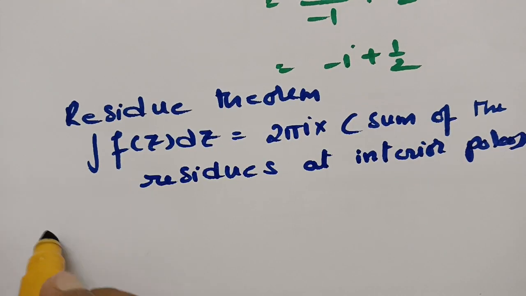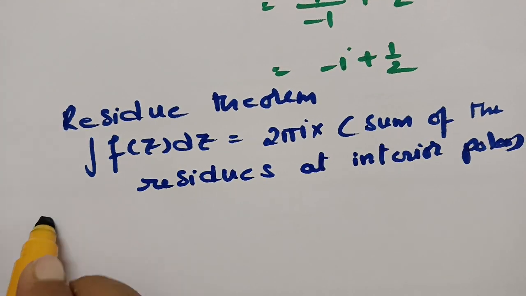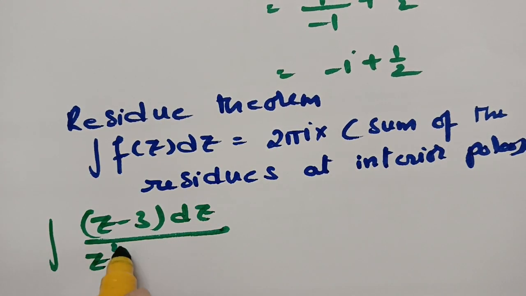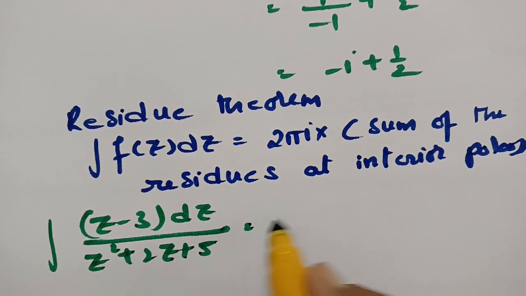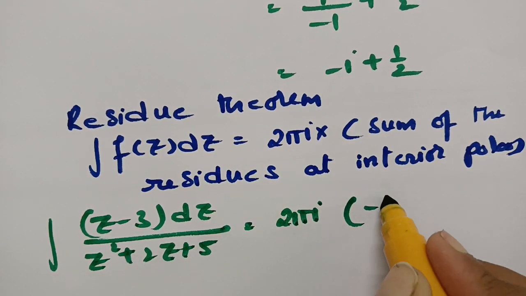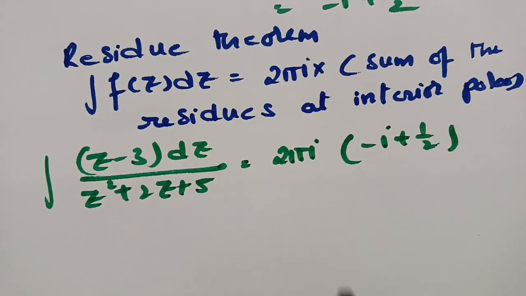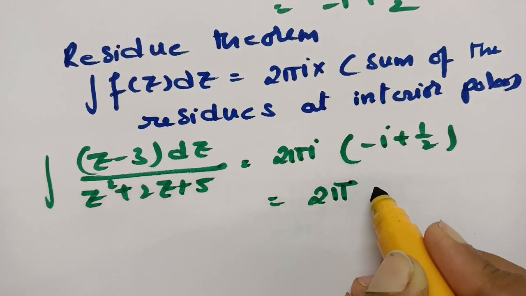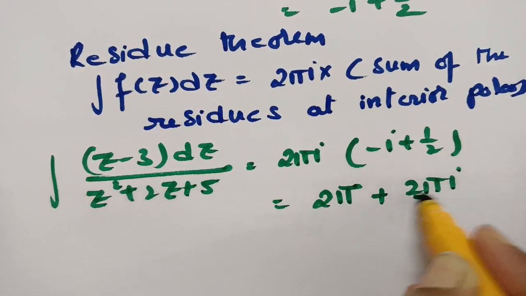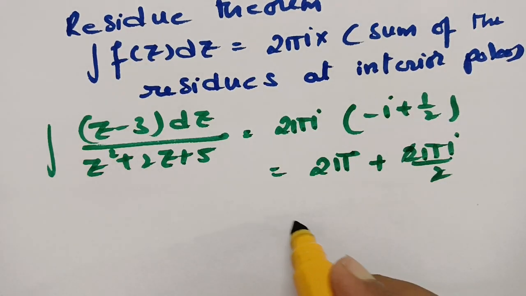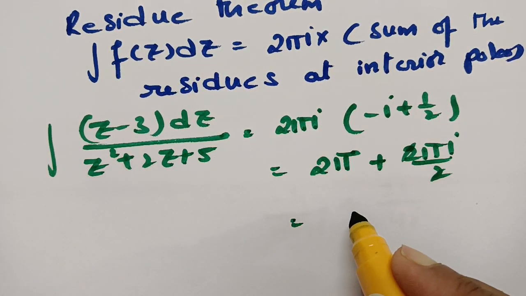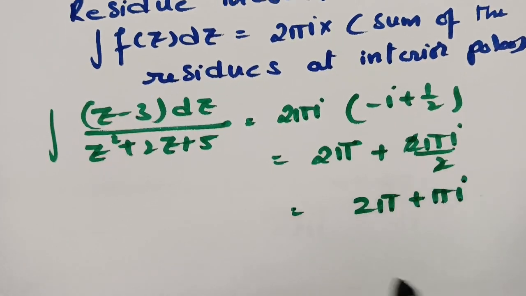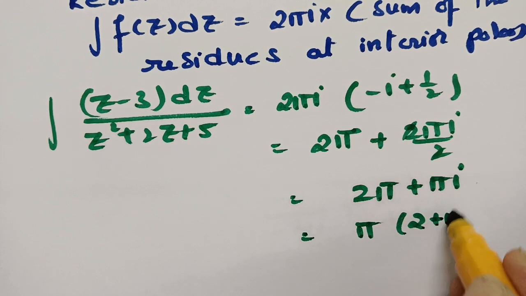So here our value is the integral of (z minus 3) dz by (z square plus 2z plus 5), which is equal to 2 pi i into (minus i plus half). So if I multiply, i square is minus 1 and this is again plus 1. So the value here is plus 2, and this is 2 pi i by 2. If I cancel this, the value is 2 pi plus pi i. If I take pi common, the value is pi times (2 plus i).